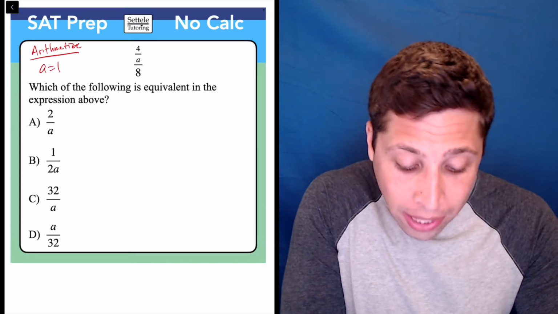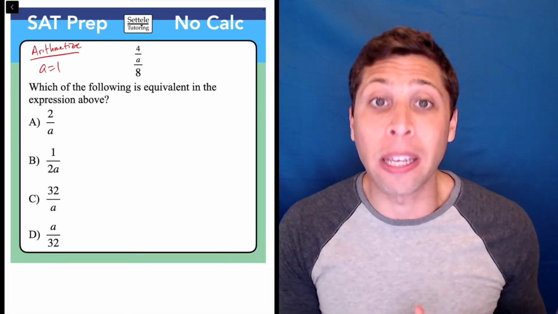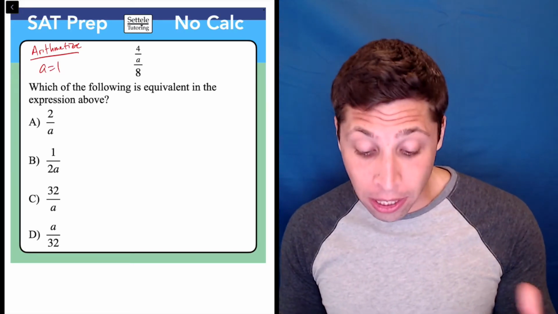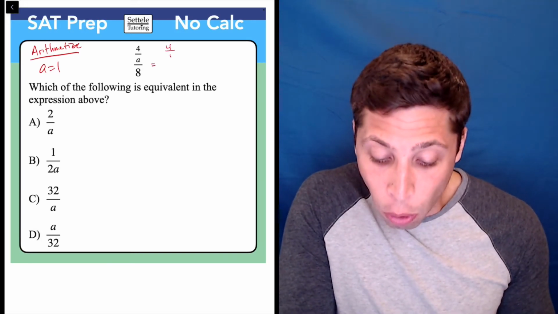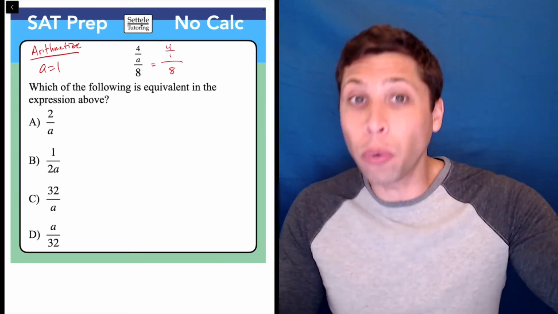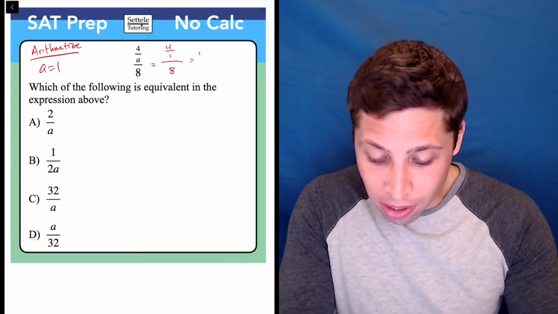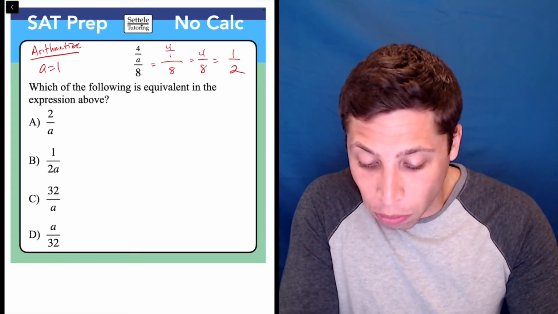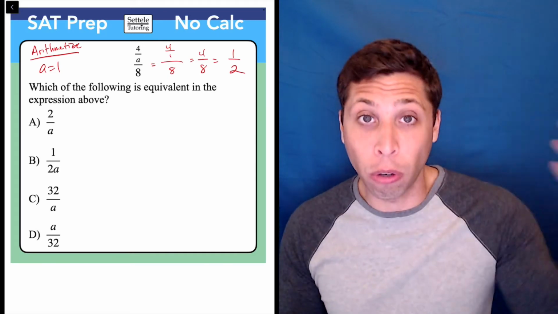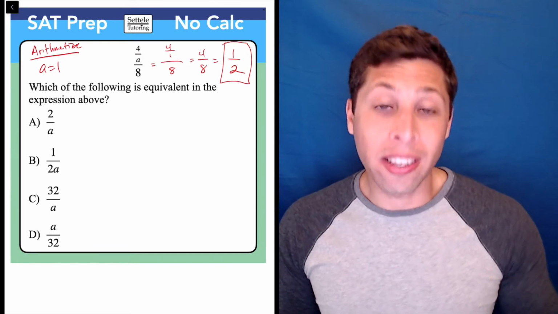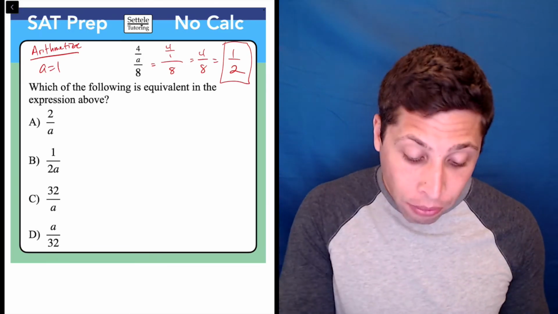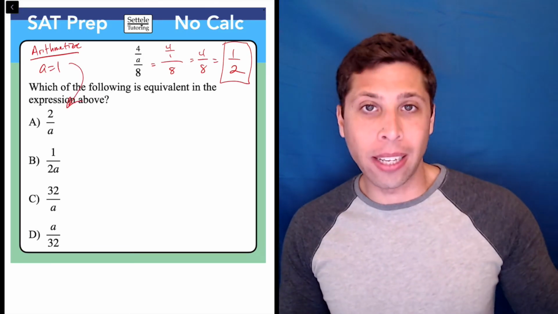And so what I like to pick is something simple, like in this case, A is going to be equal to 1. Why is that good for me here? In particular, it's going to turn the 4 over A into a 4 over 1, which is just 4, right? So this whole fraction just becomes a normal fraction that equals 1/2, 4 over 8. And now what I'd be looking for is, do I have an answer choice that also gives me 1/2 when I take A equals 1 and plug it in for A?